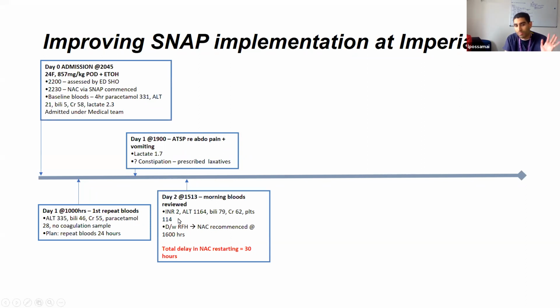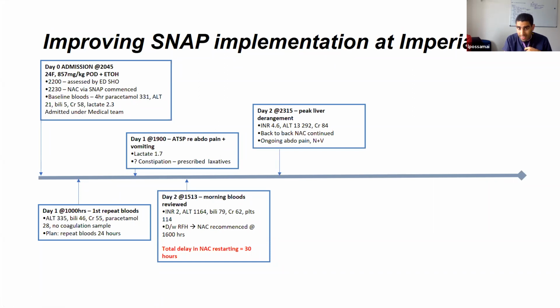So she had an INR of now 2, her ALT and bili had continued to increase. And after consultation with the Royal Free, she was commenced on back-to-back NAC at 4 o'clock that afternoon. So in total, this patient had a 30-hour delay in getting the NAC that actually she needed the day previously.